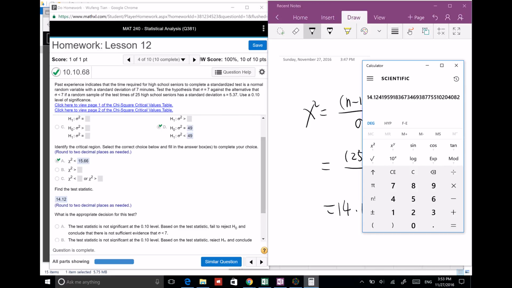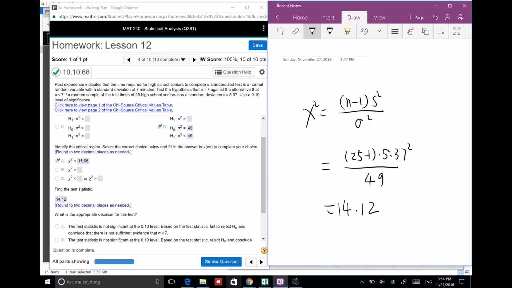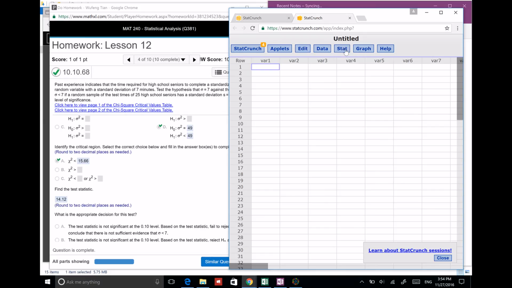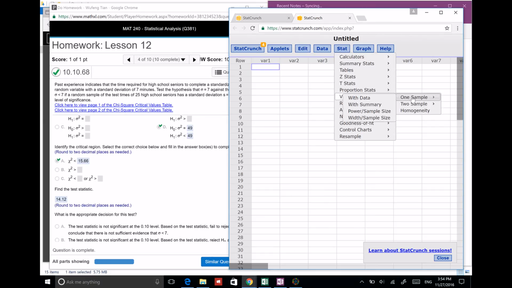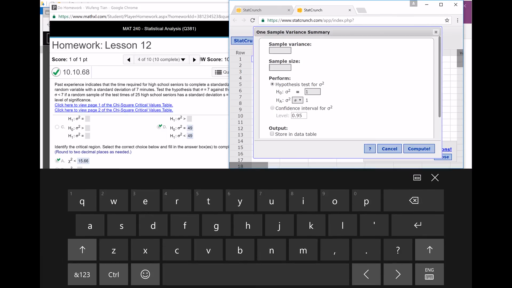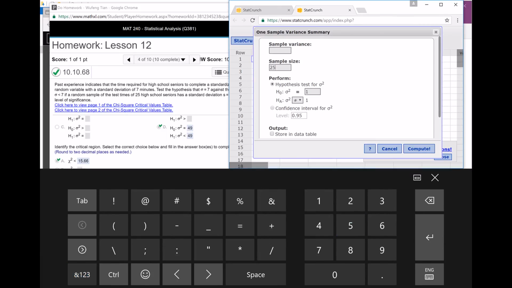But let me see if I can use StatCrunch to do it. StatCrunch, variance test, one sample with summary. Sample variance. Oh, I think I got it wrong. I know how to do it now. I need to type in the sample size, still 25, but the sample variance I type in here should be 38.